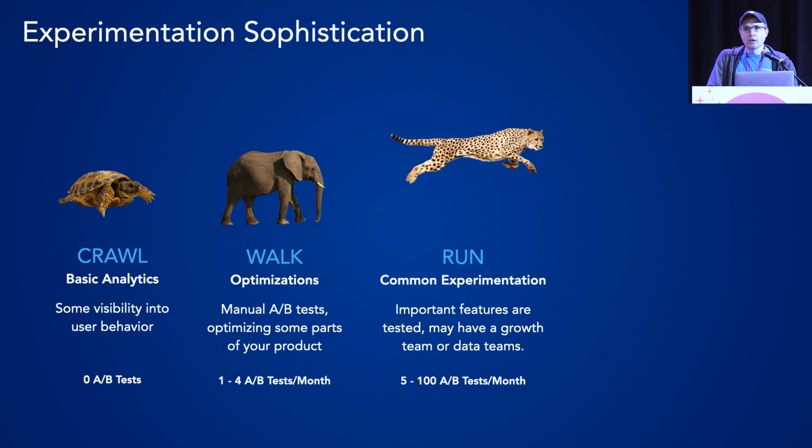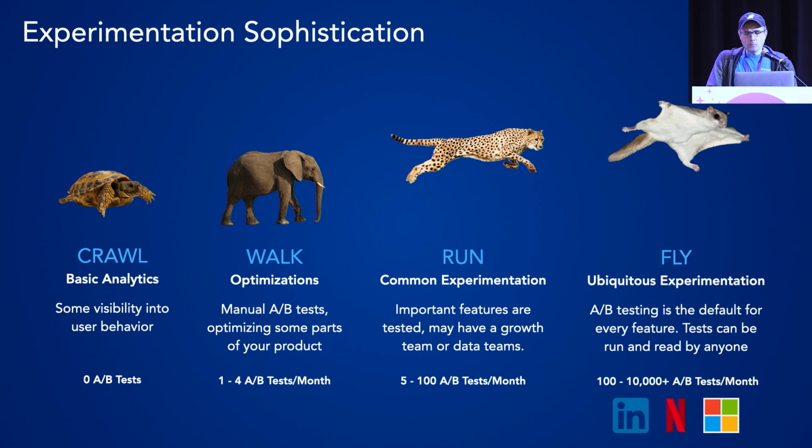You then start getting into the run area where your experimentation is quite common. You may even have a growth team or some data teams making sure you do experimentation well. You're running anywhere from like 5 to 100 tests. And then you get to the fly stage where you have ubiquitous experimentation, where you get companies running tens of thousands of experiments every month.